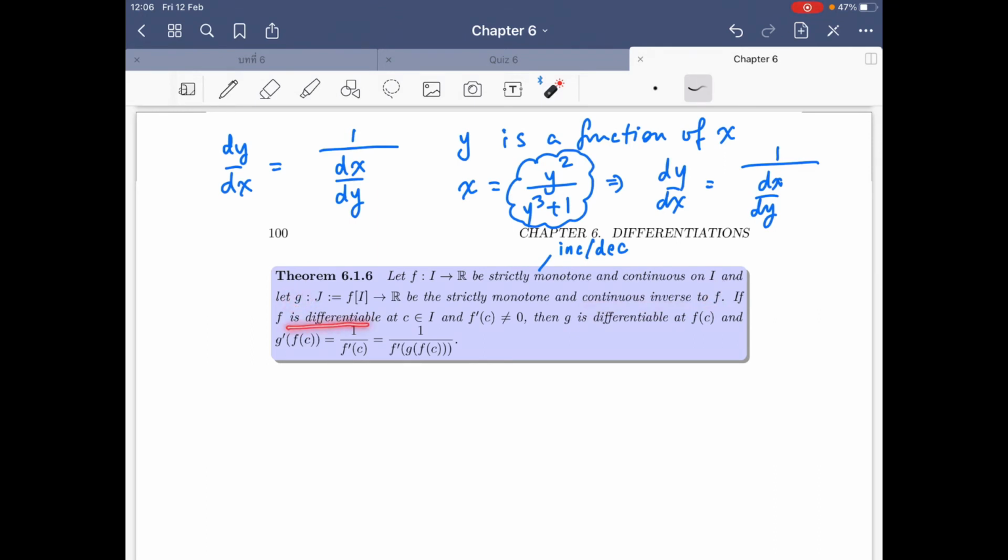If f is differentiable at the point c in that interval I, and f prime of c is not 0, then the inverse of f is also differentiable at the point f(c), and g prime at f(c) is actually 1 over f prime of c, or 1 over f prime at g of f(c). Don't forget that the composite of g and f, because g is the inverse of f, looks like f inverse composite f at c, so the inverse and the f will cancel, and you get only the one inside there.